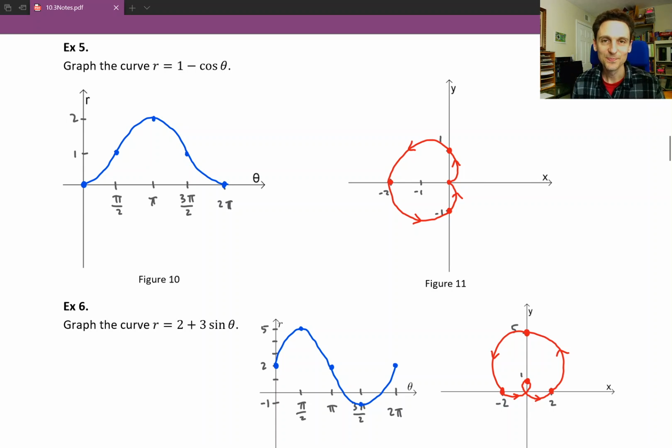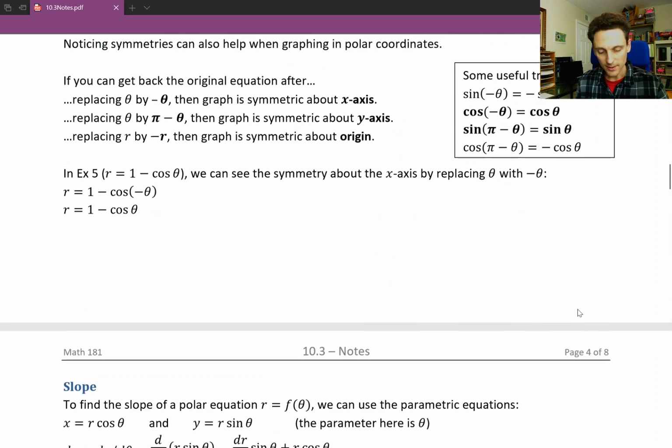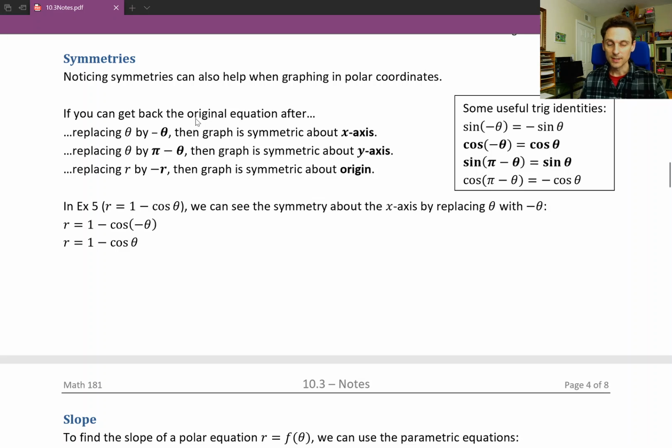Hello and welcome. You might have noticed in examples 5 and 6 that there was symmetry about either the x-axis or the y-axis when we drew our pictures. Example 5 had symmetry about the x-axis, example 6 had symmetry about the y-axis. So I wanted to talk a little bit about symmetries and when they come up in polar equations, because it can help you when you're graphing a polar equation.